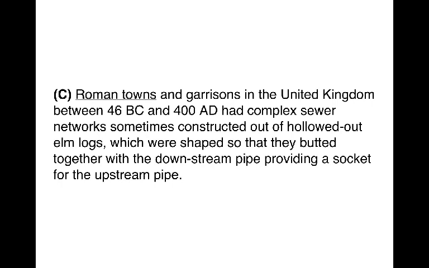So, Roman towns and garrisons in the United Kingdom between 46 BC and 400 AD had complex sewer networks sometimes constructed out of hollowed out elm logs, which were shaped so that they butted together with a downstream pipe, providing a socket for the upstream pipe. So if we summarise what this paragraph is about, it's about Roman towns in the UK, their sewer networks and what they're made out of, elm logs, and the shape of them.